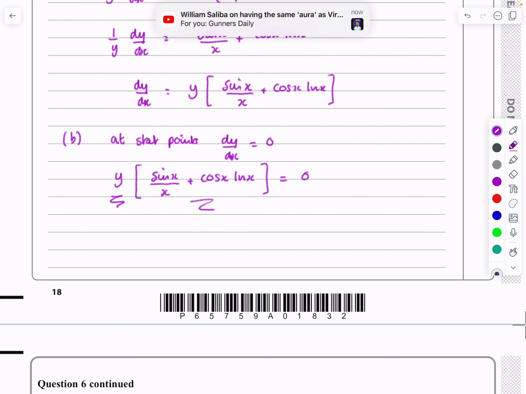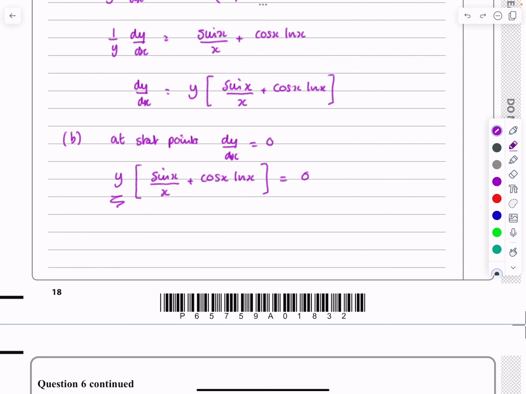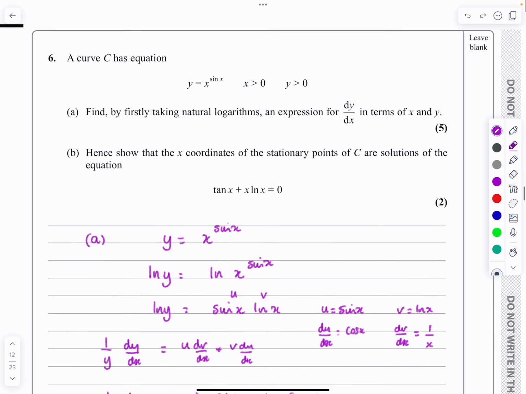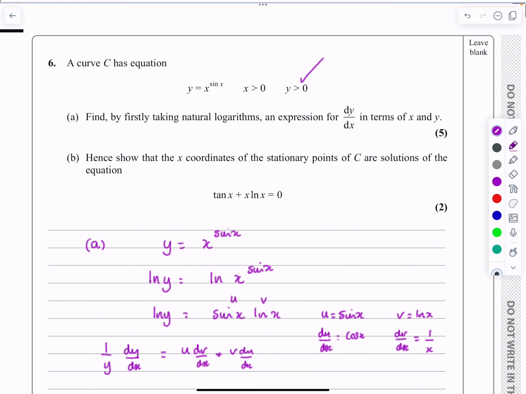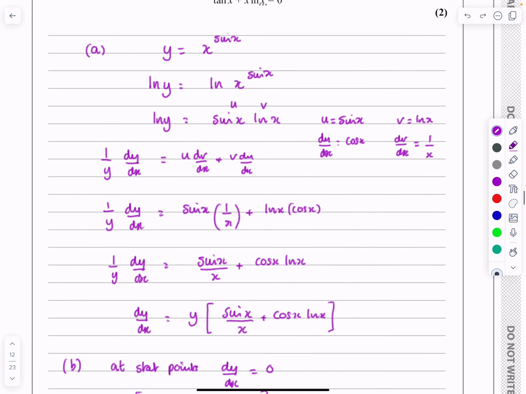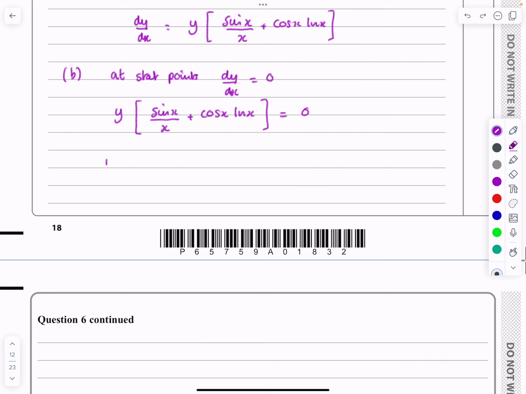But this is where we needed to be aware of the first part. On the first part it says y is greater than 0. So I didn't forget that when I was panicking. So here, y is greater than 0, so it has to be that sin x over x plus cos x log x is equal to 0. I've lost the ability to write there.